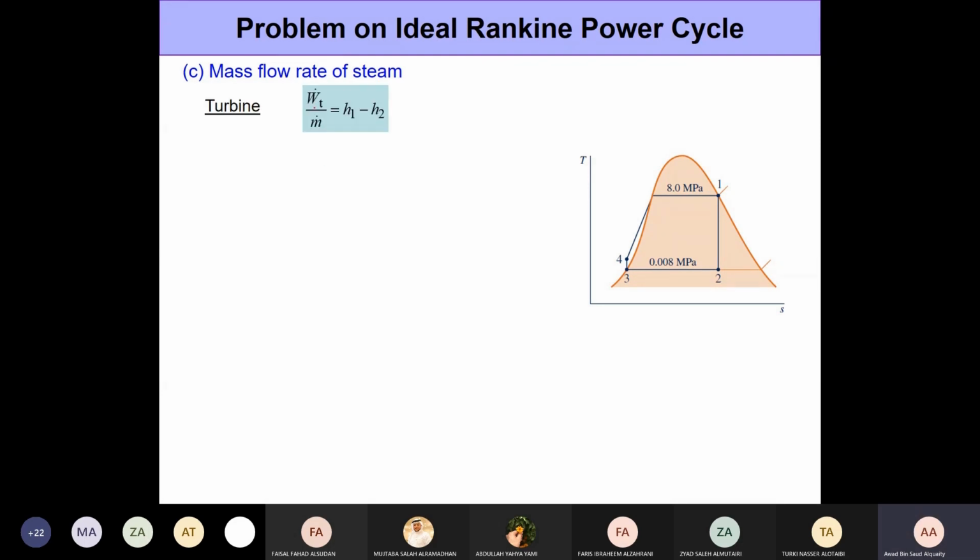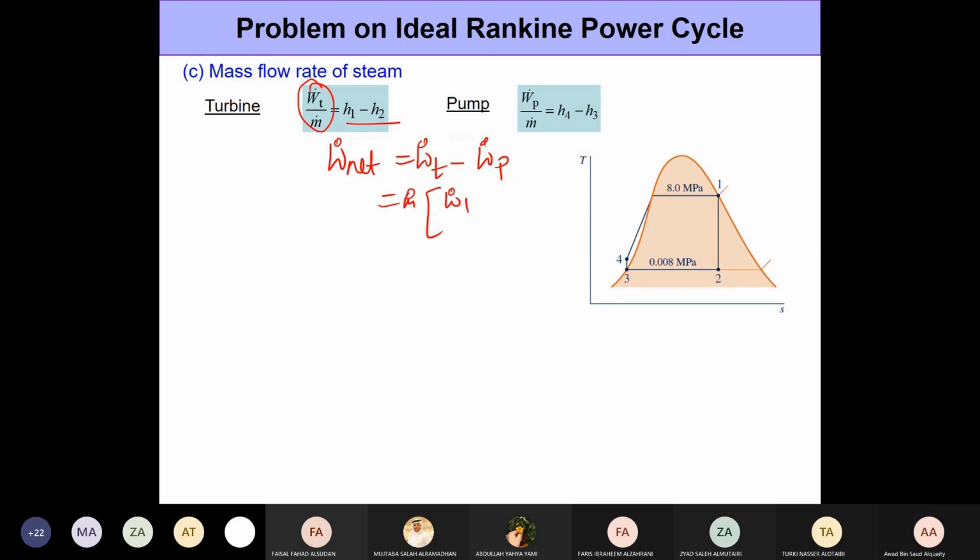All right, and the turbine work output per unit mass is simply the difference in the enthalpies, which we already calculated. Same way with the pump. Now, when we say the net work output, it's simply the turbine work output minus the pump work input. So you could write it as m dot times WT by m dot minus WP by m dot. This is one way of writing it, or you could just write the work output of the turbine as mass flow rate times H1 minus H2. Same way you could write it for the pump.